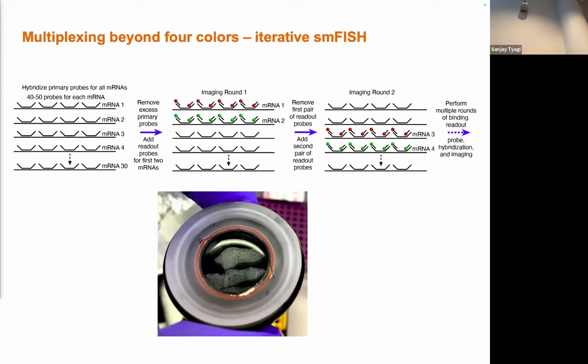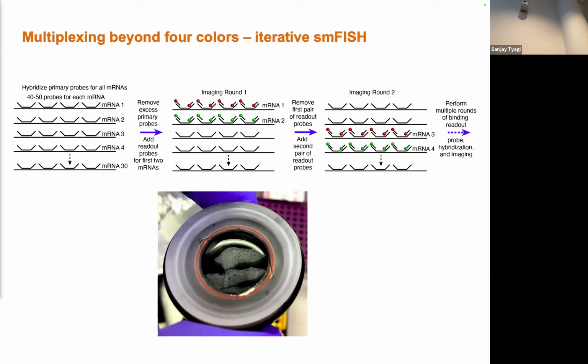What you do is you hybridize with a library of unlabeled probes for many RNAs. Let's say you have a library of 50 probes for each RNA: 50 probes for RNA1, 50 for RNA2, and so on. Same idea, the tiling of many probes on the same RNA. But the probes are not labeled; they have sequences that can be used to identify that probe with a secondary labeled probe.